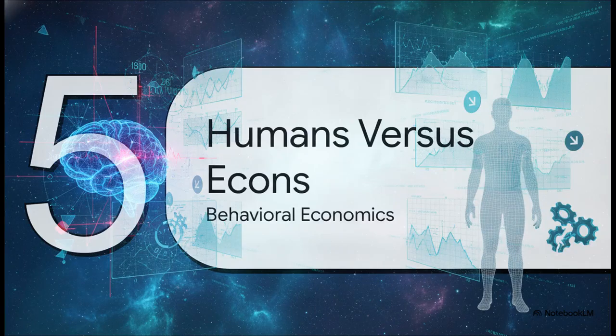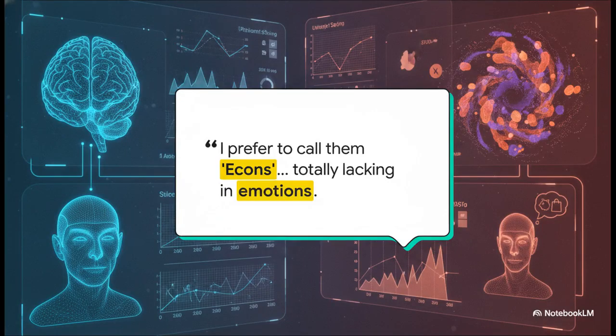Which brings us to Section 5, Humans versus Econs. This is where we encounter the ultimate glitch in classical economic theory: us. See, classic economics is built for this fictional species called Homo economicus, or as behavioral economists playfully like to call them, econs. These are emotionless, hyper-rational, calculating machines. Literally, just think of Mr. Spock from Star Trek. If we were all econs, we would always maximize our utility flawlessly.